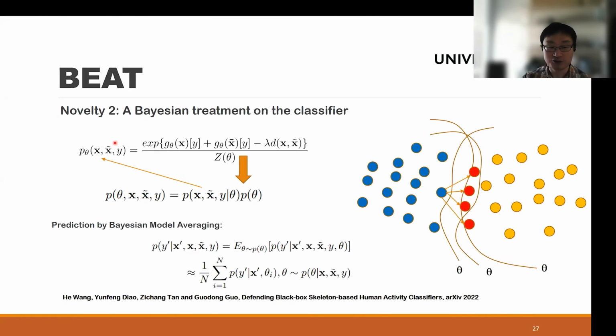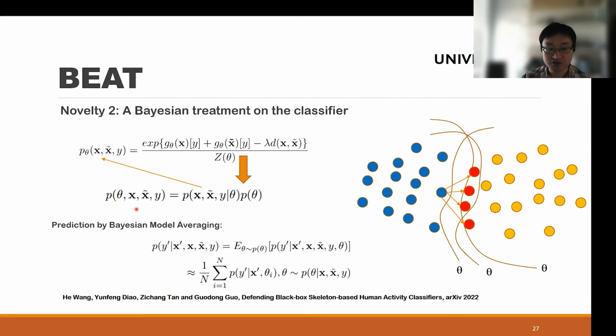Step two. Now we already know how to incorporate X tilde into the probability. Now we need to think how we can incorporate the classifiers. So we expand this further to incorporate theta. Theta is the classifier weights. So this is novelty two. We also do a Bayesian treatment on the classifier. Essentially, we're modeling an infinite number of classifiers in this case.